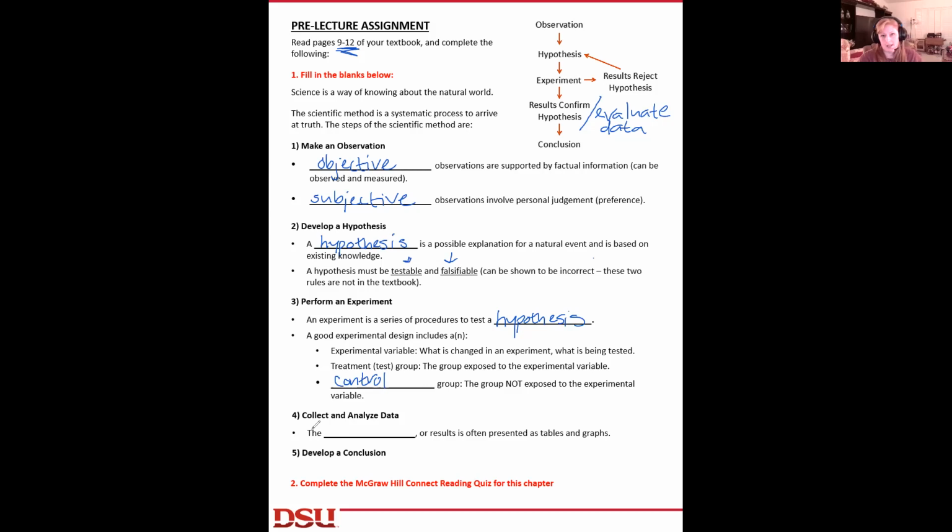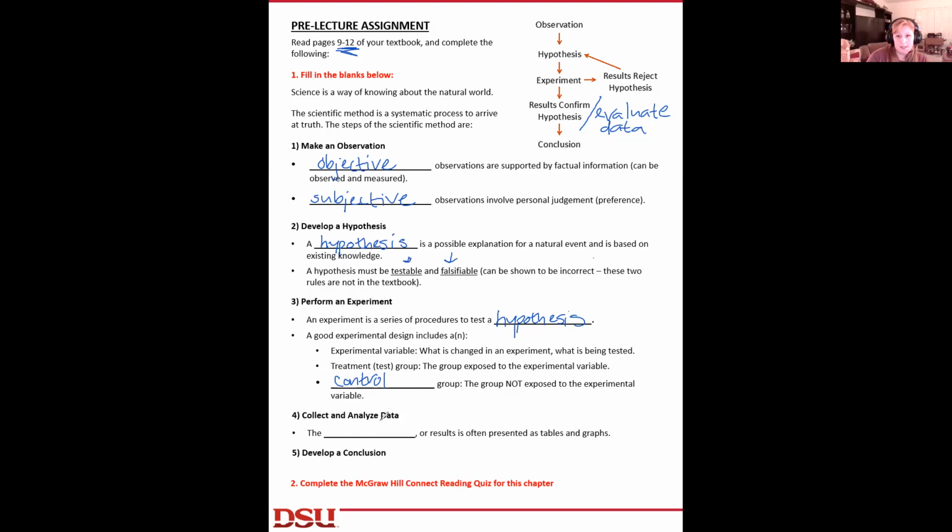So if you're testing medication, the new medication versus an old medication, new medication is the variable, right? The medication is a variable. The treatment group gets the new medication. The control group gets the existing medication, and then you can compare the results that way.